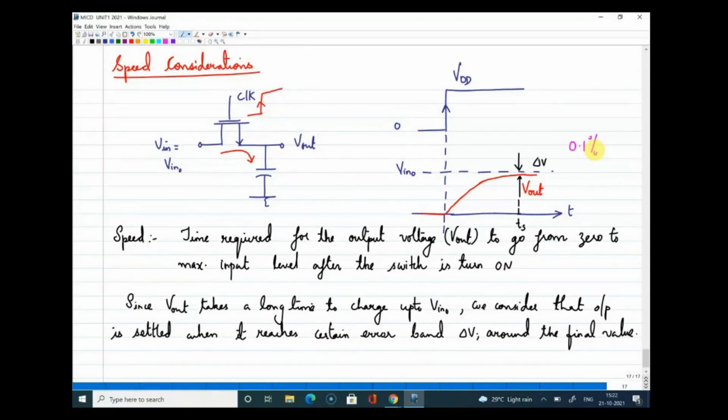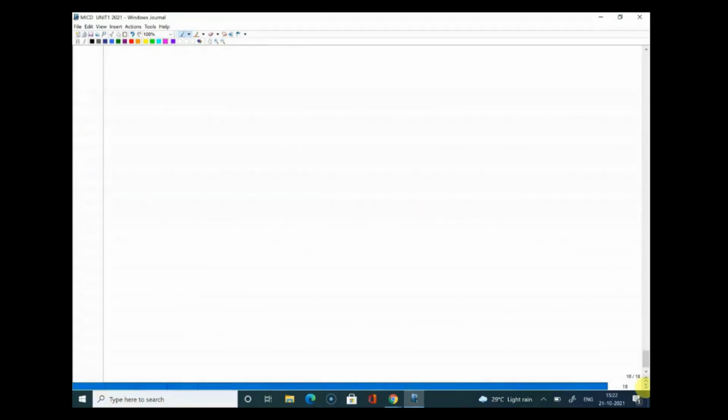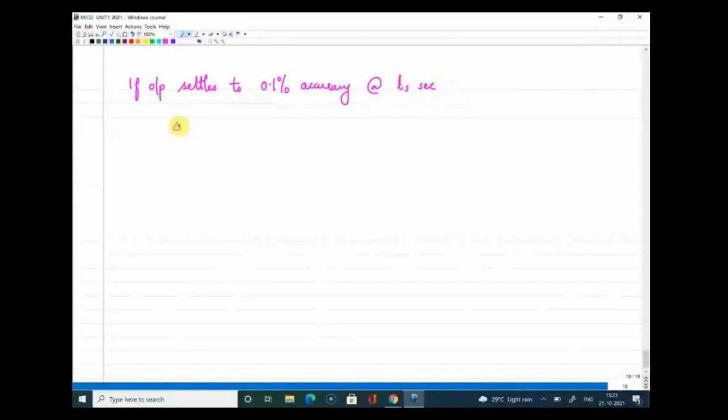All right. So when I say that the output settles to 0.1% accuracy at some TS seconds, the meaning is 0.1% of V naught. So how can I write that? This delta V by V naught is equal to 0.1%, right? That error voltage is only 0.1% of the V naught, that can be considered as negligible.